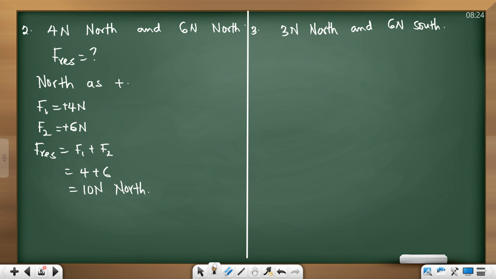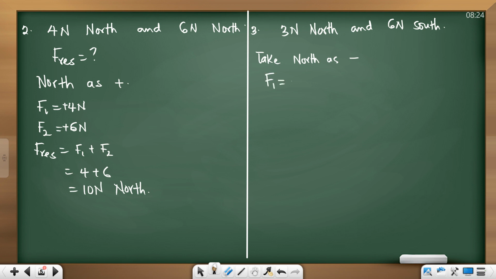So what do we take? Direction, quickly. I know most of you took north as positive. I want to change. I want to say take north as negative. We must get the same answer. That's what we are trying to say. All right? Take north as negative. Okay, let's see what's going to happen.